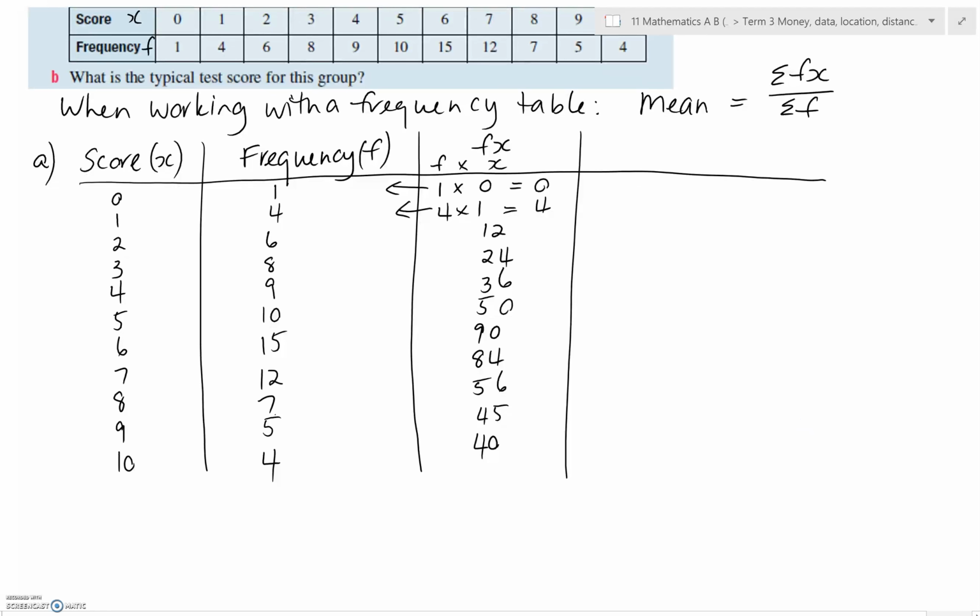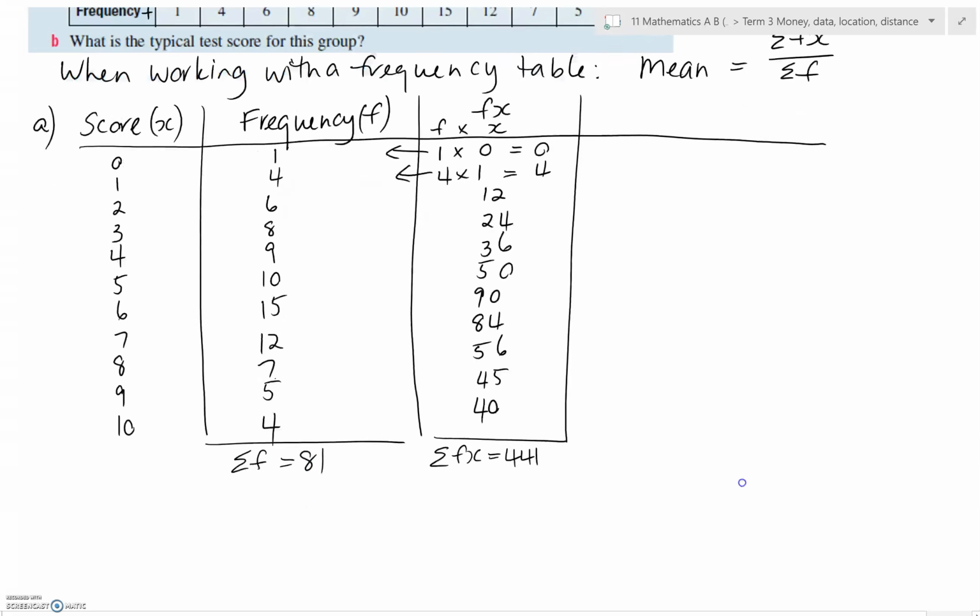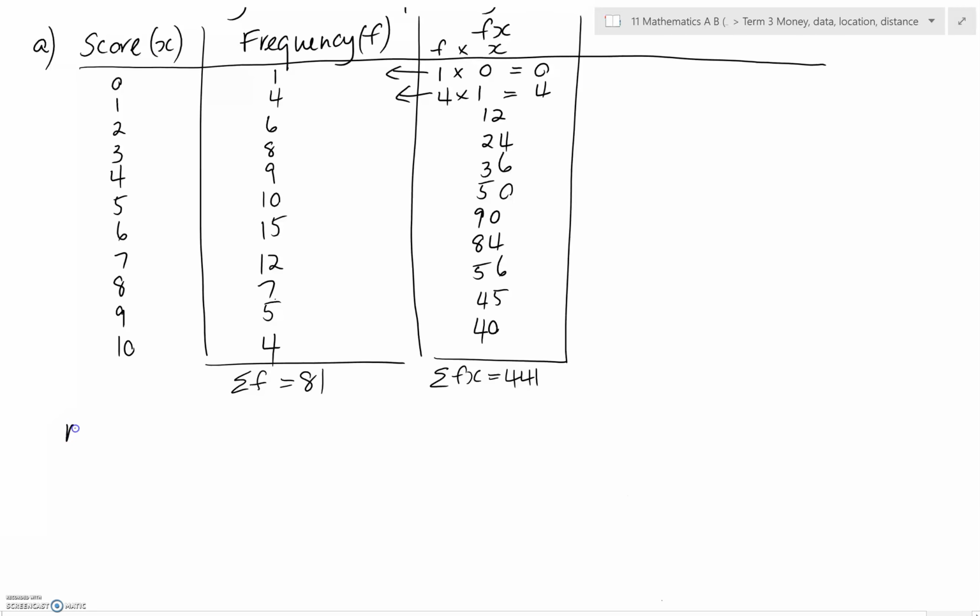Okay, so there's a couple of other things I'm going to do here. So I've got my fx's. Now the mean formula wants sum of fx, so I need to total those up. Sum of fx, so if I add all of those together, I'm going to get 441. And I also want sum of f, which means I'm going to total this column as well, 81. Okay, now I've got enough to calculate my mean.